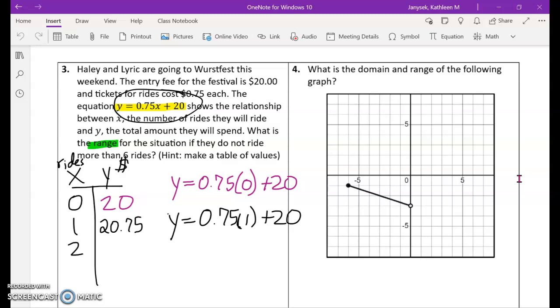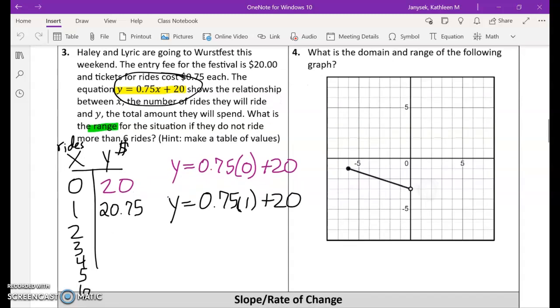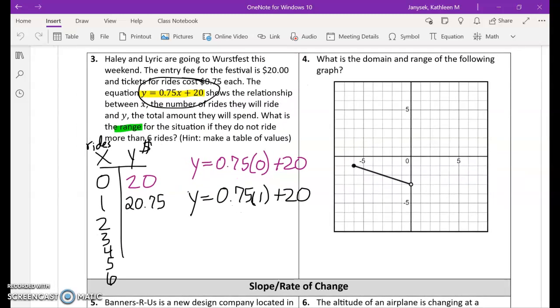And we would go all the way up to 6 because they don't want to go on more than 6 rides. So take a moment, pause the video, fill in the table by solving each of these, plugging in 2, 3, 4, 5, and 6.